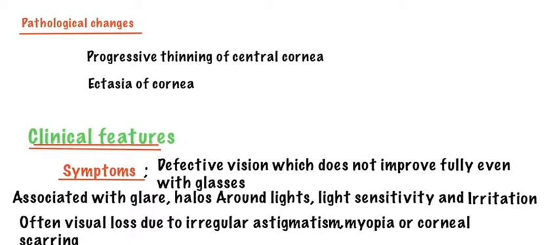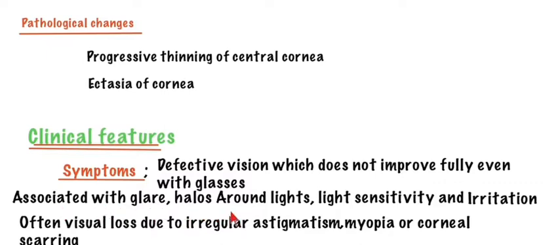The clinical features include symptoms and signs. The symptoms the patient complains of include defective vision, which does not improve fully even with glasses. So even after using the glasses the doctor recommended, there is no improvement in the patient's vision. Also there is glare, halos around lights, light sensitivity and irritation. The patient will feel glare all over, and will see halos around bright lights. You know what halos are. Then there is light sensitivity, photophobia, and irritation in the eye.